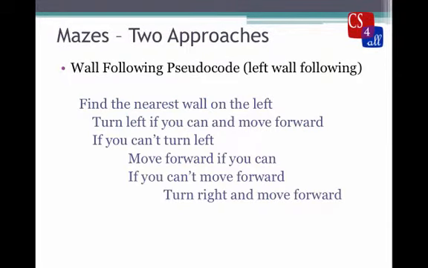Here's the pseudocode for wall following. This pseudocode is for left wall following. First, you find the nearest wall on the left. Then, if you can turn left, do so and move forward. If you can't turn left, move forward if you can. But if you can't move forward, turn right and then move forward. And you would repeat that for every step that you take.